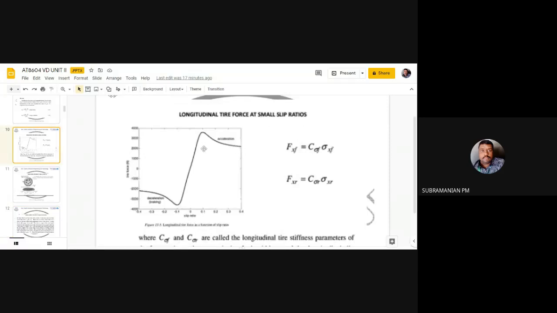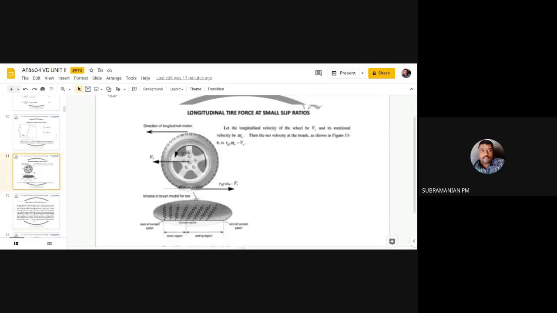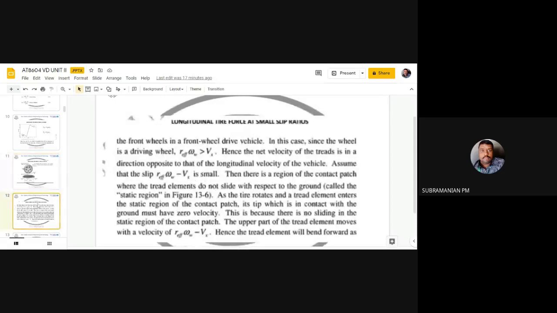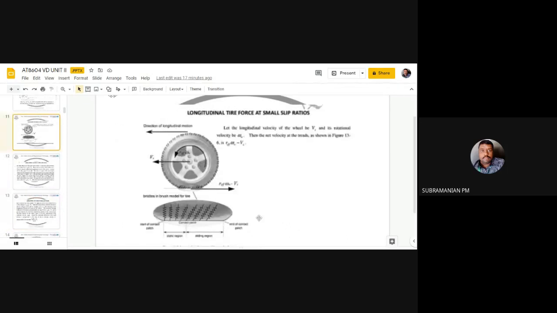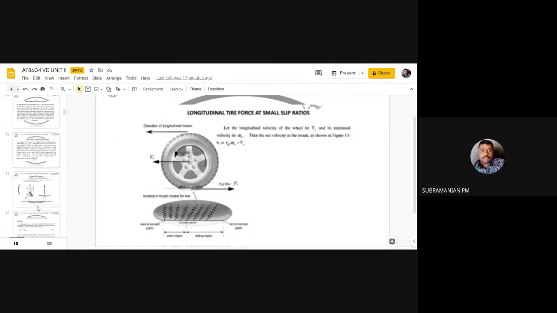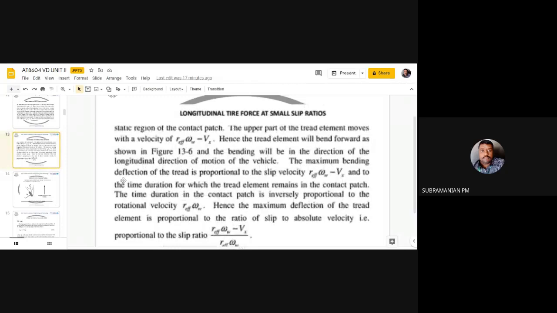This curve within this narrow region will be linear, and why is it happening? In the static region, the thread element will not get deflected because the slip will be less. In the sliding region, because it is going further, the greater difference will be there, so the thread will be getting deflected. Okay, if you are able to go through this entire information, it's well and good. Otherwise, just observe this alone, since it is objective. So we have completed the longitudinal tire force. Next class we'll be completing the lateral tire force and other things.